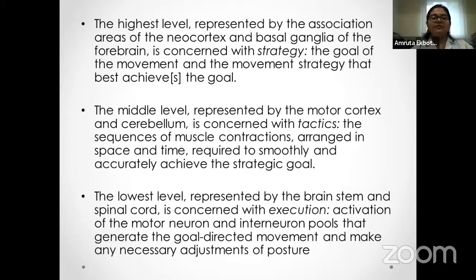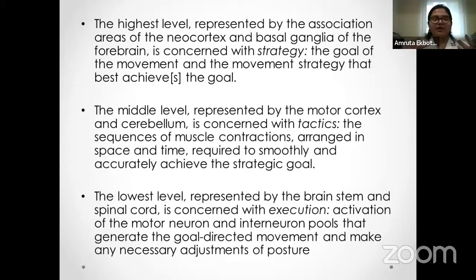Okay, then the middle level, which is the second level, is represented by the motor cortex and the cerebellum, and it is concerned with tactics. Tactics in the sense of the sequence of muscle contraction arranged in space and time required to smoothly and accurately achieve the strategic goal. So the neocortex and the basal ganglia are going to just tell you what movement strategy to use, but the motor cortex and the cerebellum are going to tell the body how the muscle contraction should be carried out.